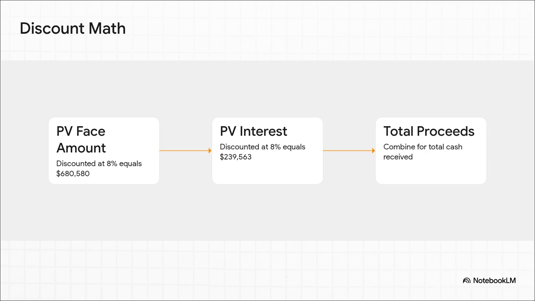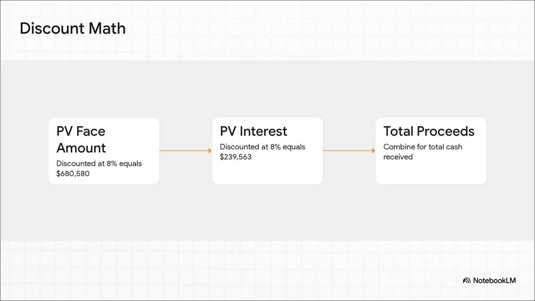Well, we have to calculate the present value of the bond's cash flows, and we discount them at that higher 8% market rate. Step 1. Take that $1 million face amount that gets repaid in 5 years and discount it at 8%. That gives us a present value of $680,580.